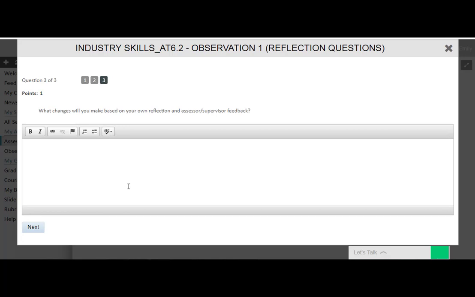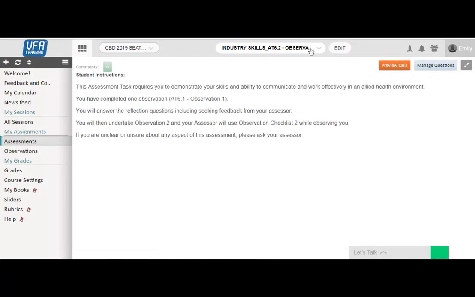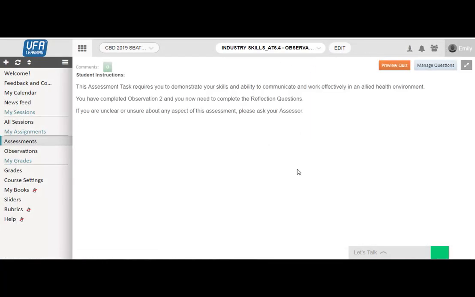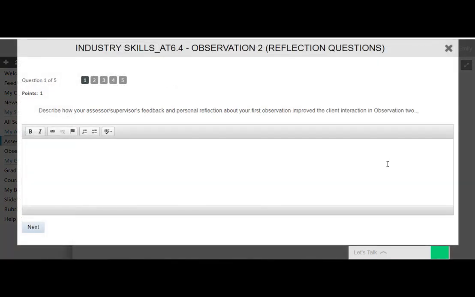For question 3, what changes would you make based on your own reflection and the feedback that you were given by your assessor? If we have a look at part 2, this will then be done after the second observation, and there's a few more questions. So you need to describe how your assessor or supervisor's feedback and personal reflection about your first observation improved the client interaction for your second observation.